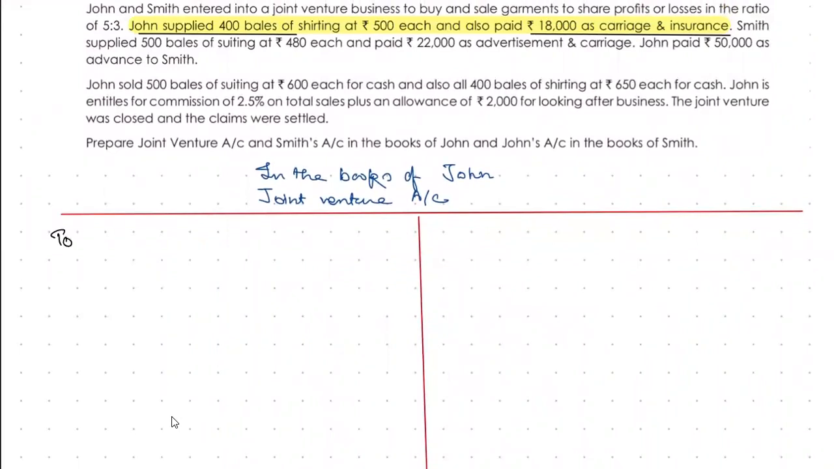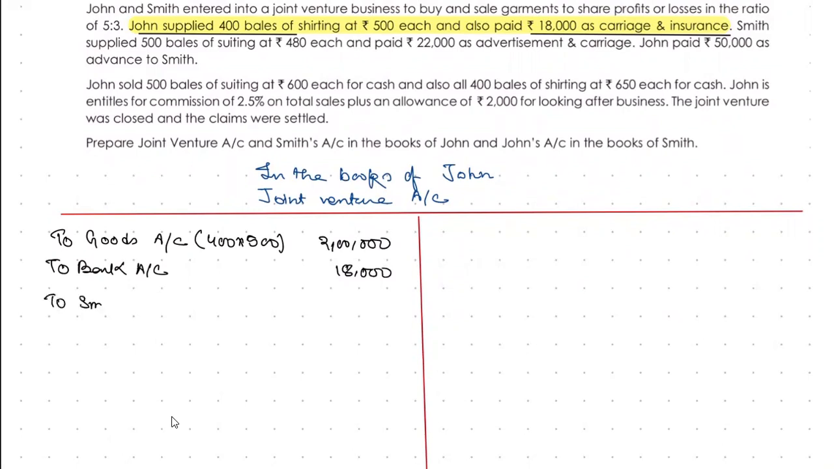What to write? Purchase or asset? He has supplied, so it is not an asset account. What has he supplied? Simple goods, so like this, to goods account, because it is the book of John only. 400 of 500 each makes 2 lakh. And then he also paid cartage, so to bank account, 18,000 of cartage. Now it's Smith's turn, to Smith account.